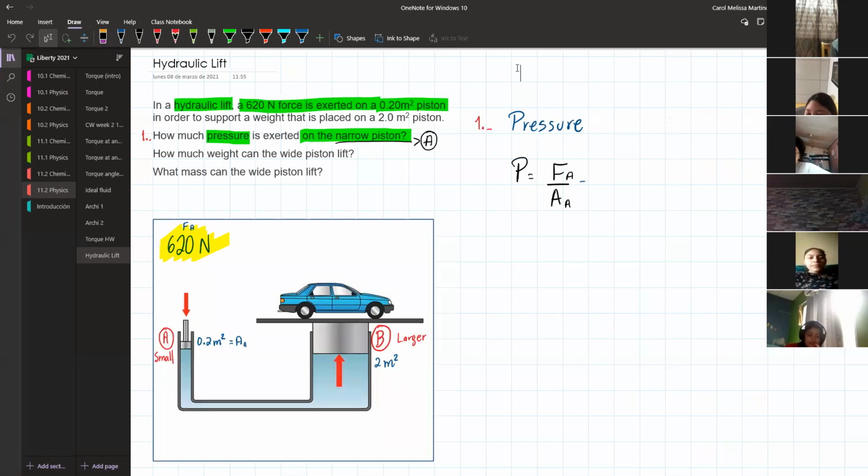I will substitute the data that I have. The force applied in A, that is 620 Newton, divided by the area in A, the narrow piston, which is 0.2 meters squared. When you do this division, what is the answer that you get?